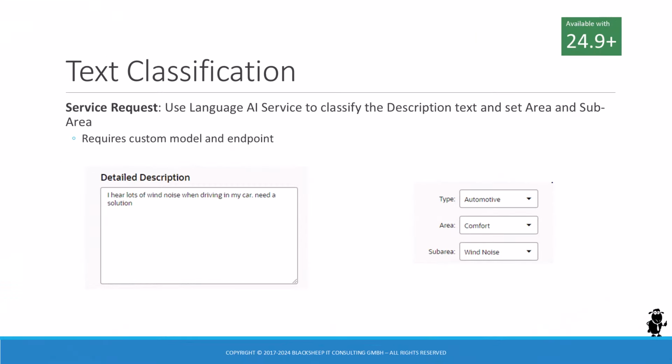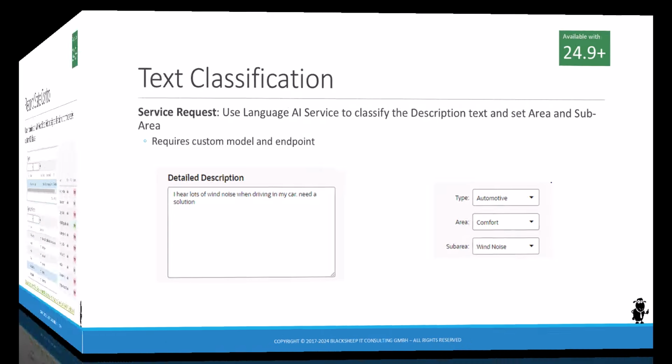The new text classification use case applies to service requests. According to the updated bookshelf guide, this requires a custom model for the language AI service. The goal of this use case is to demonstrate classification of service requests, using the description text as input and providing pick list values for area and sub-area as the output.